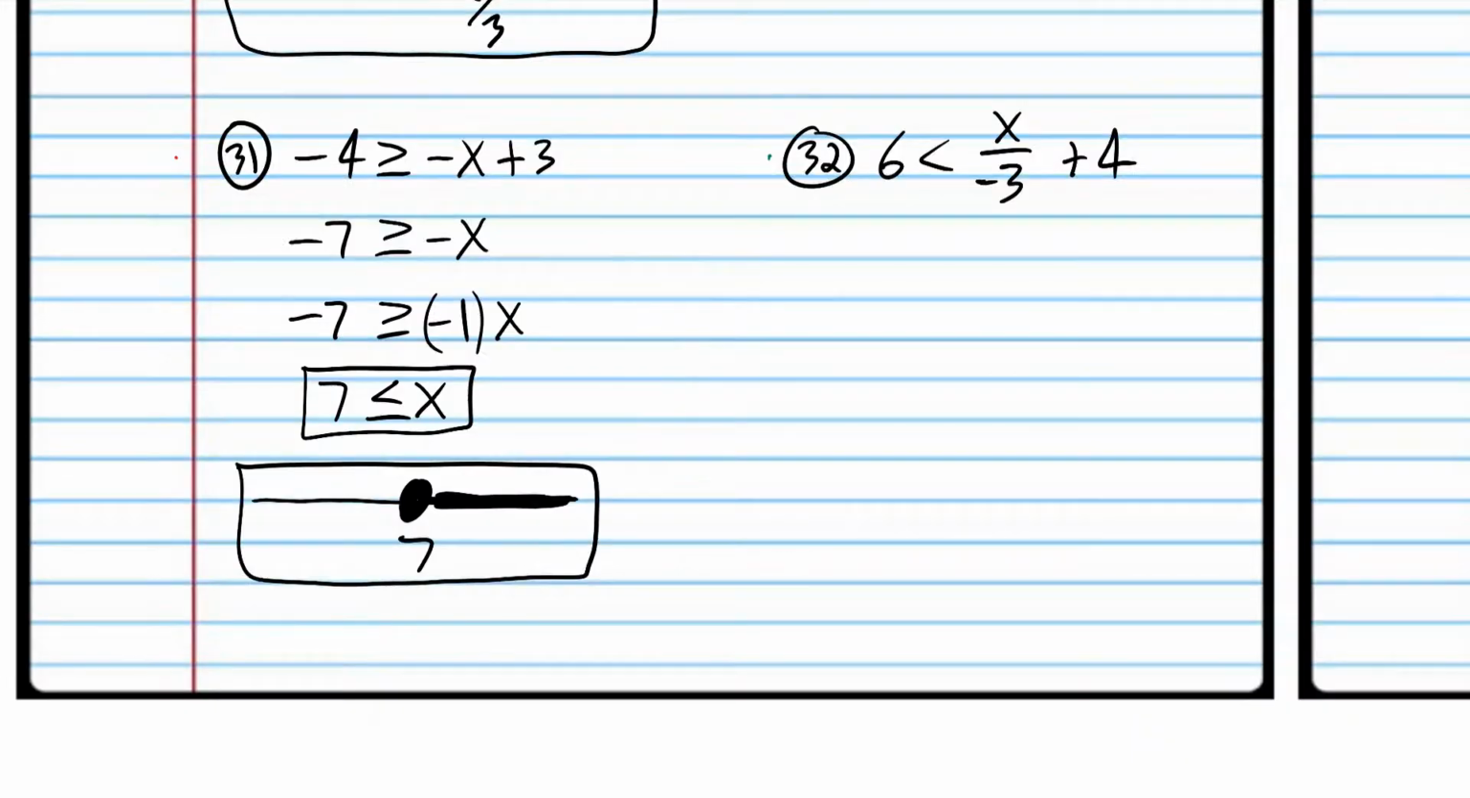Now for number 32, you're going to multiply by a negative. In this problem, you had to divide both sides of the inequality by a negative. Here you're going to have to multiply both sides of the inequality by a negative. But because you're multiplying by a negative, you have to flip that inequality. So try number 32. When you come back, we'll do it together.